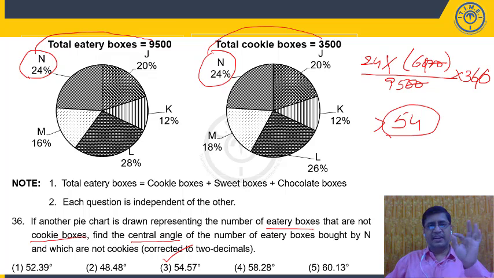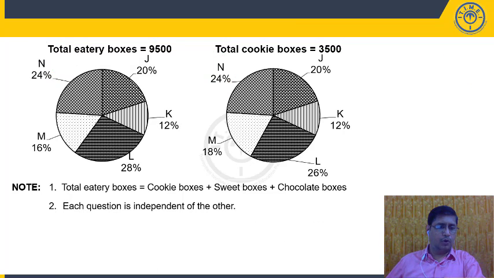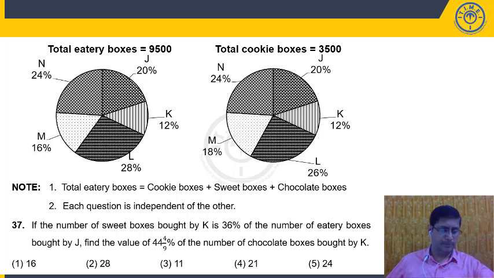The total eatery boxes are 9500, cookies are 3500. So remaining means 9500 minus 3500, which is 6000. Here 24% is common in N. So simplify, and you will get the answer. The right choice is option 3. Now look at the next example. Please try this example.